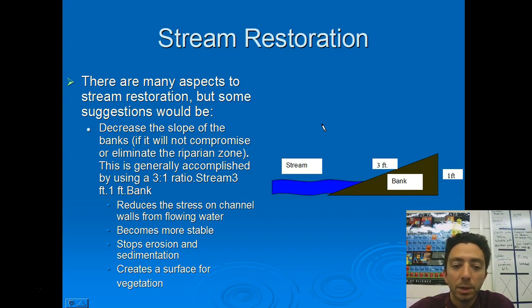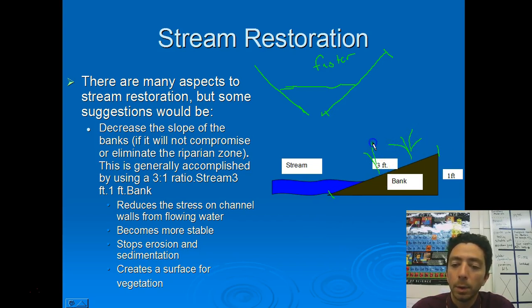One of the things we can do is to decrease the slope of the banks. A steeper sloped bank is going to give you a narrower and deeper body of water, a stream, which means it's going to go faster. It's going to run much quicker. It also limits the space you have for plants to grow along. So by decreasing the slope, you get more room for plants to grow.